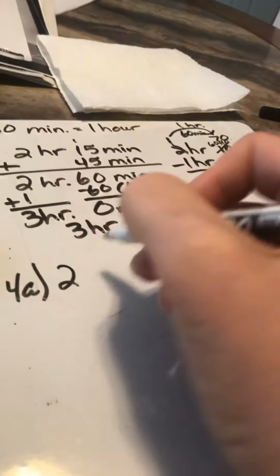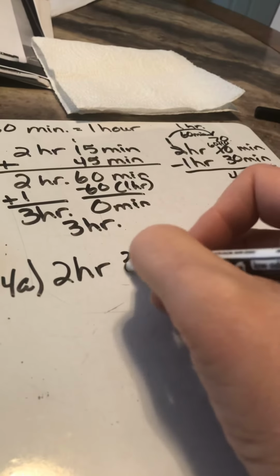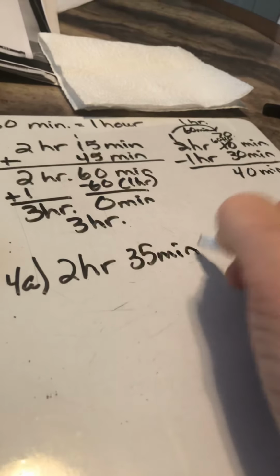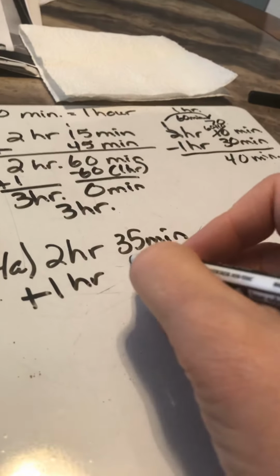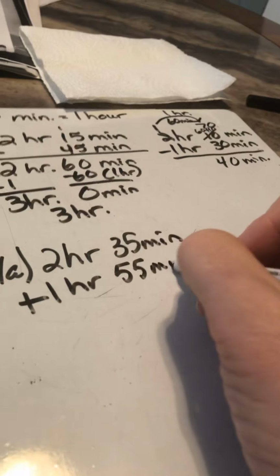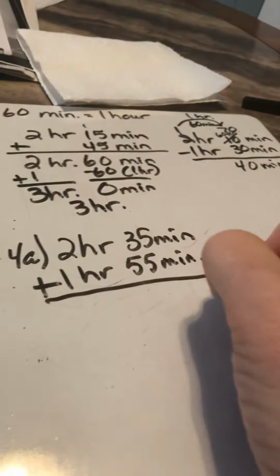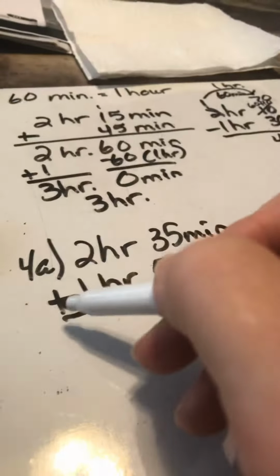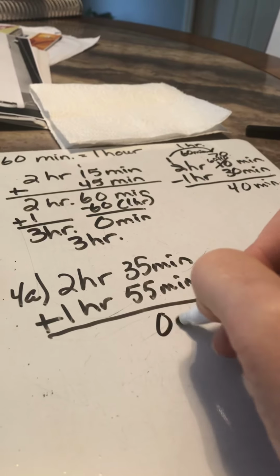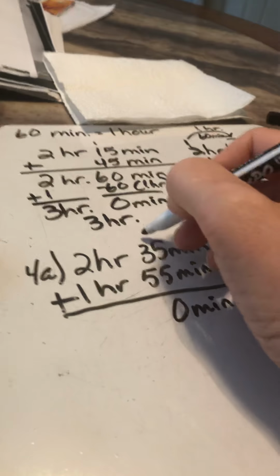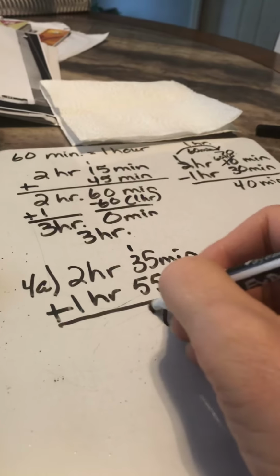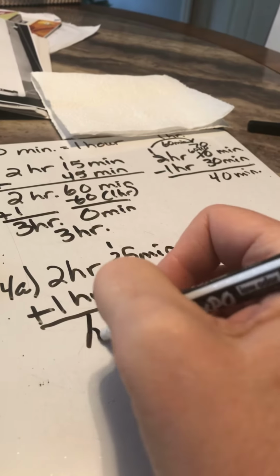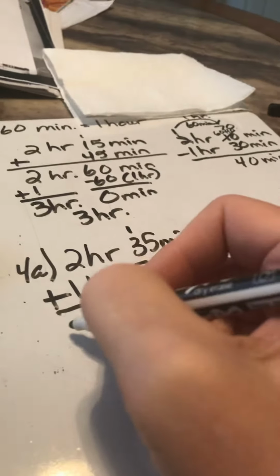So if he took 2 hours and 35 minutes to do the van and an hour and 55 minutes to repair the car, how long would it be altogether? Well, that's what I'm going to do. I'm going to add. 5 plus 5 is 10. Carry my 1. 1 plus 3 is 4. 4 plus 5 is 9. Here's my hours. 2 plus 1 is 3.